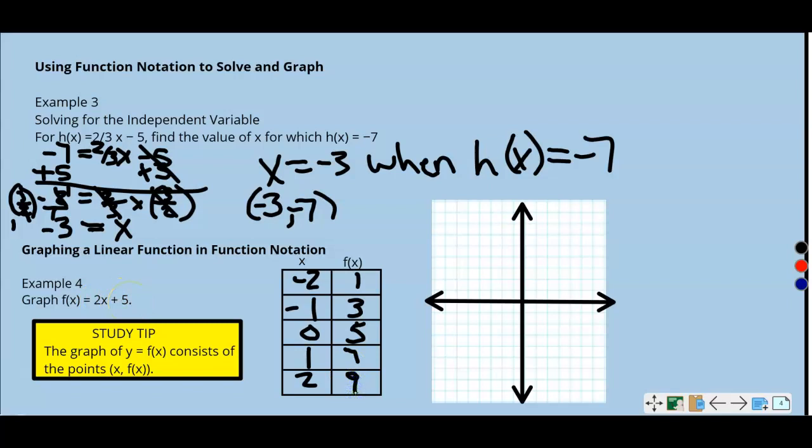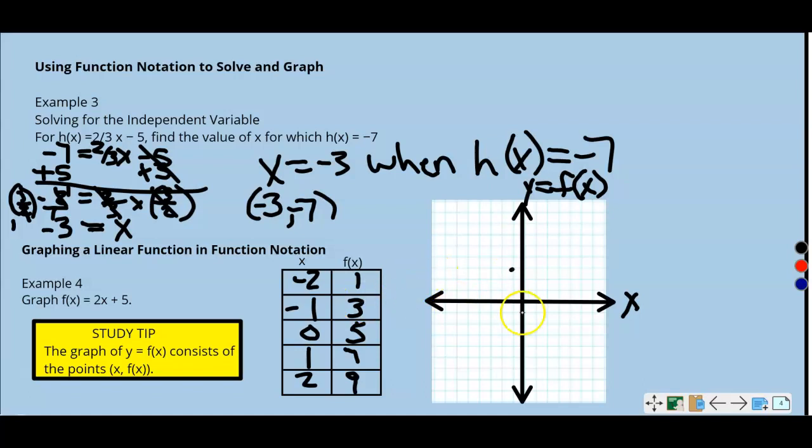So very quickly you can generate a table. Once you have ordered pairs, you simply put the ordered pairs on the graph. Remember, your x is your horizontal, your y is your vertical, and y is the same as f of x. This is in function notation, so we have x and f of x. All right, so for -1, 3, go 1 to the left, up 1, 2, 3. Let's put a point there.